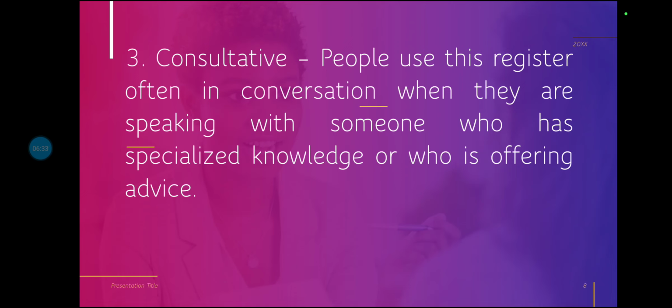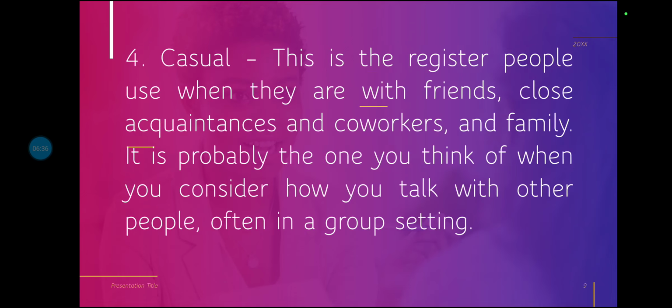Here is another, casual. This is the register people use when they are with friends, close acquaintances, co-workers, and family. So it is probably the one you think of when you consider how you talk with other people, often in a group setting. Use of slang, contractions, and vernacular grammar is all common, and people may also use colorful language in some settings.